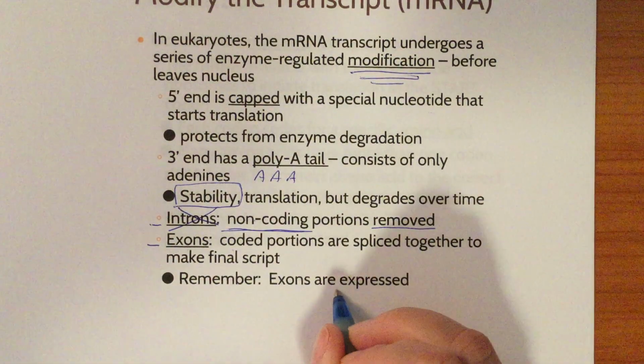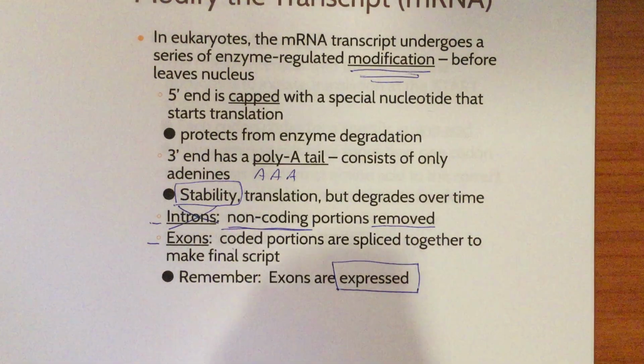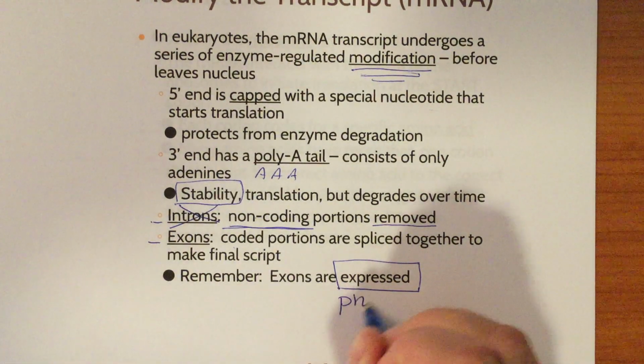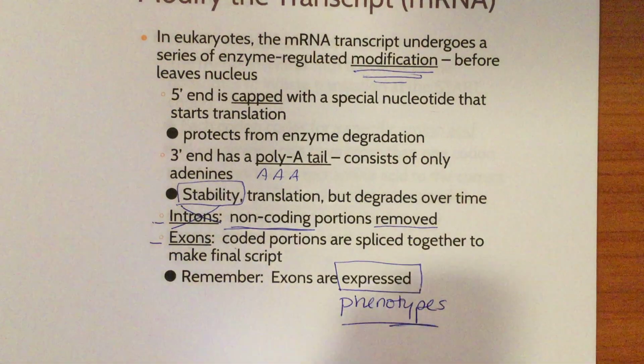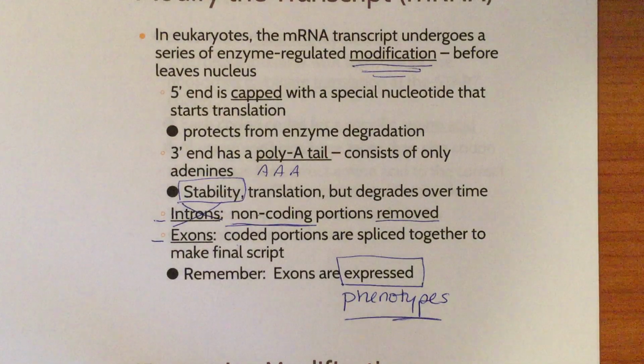Exons are named because they are expressed. So gene expression means that I can actually see the gene expressed in my phenotype. It's evidence that the gene has been made.